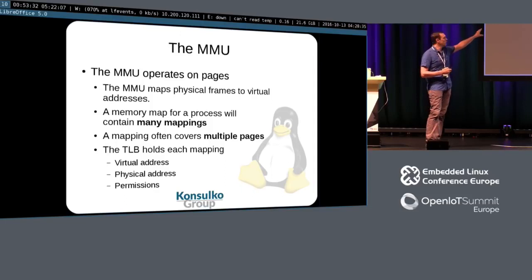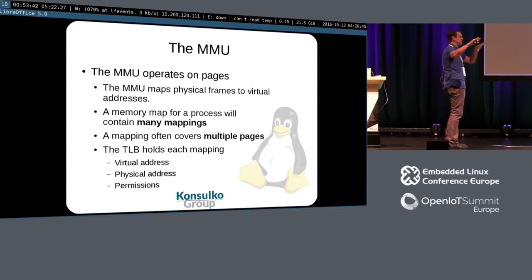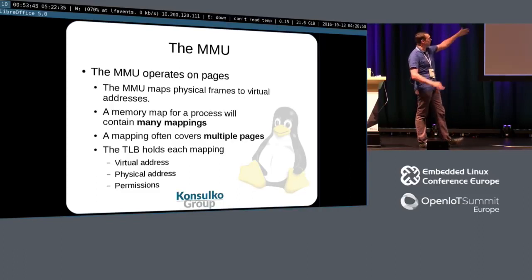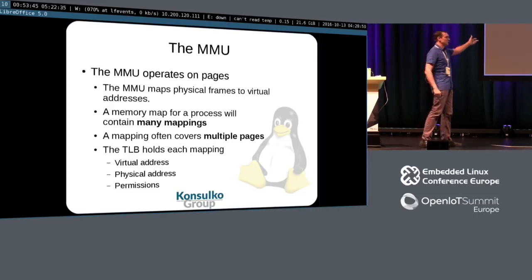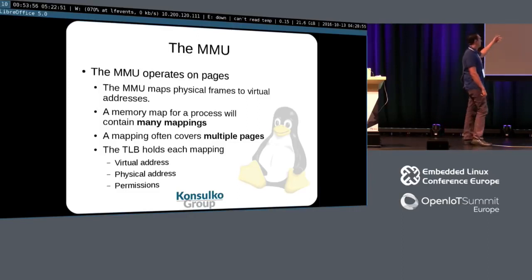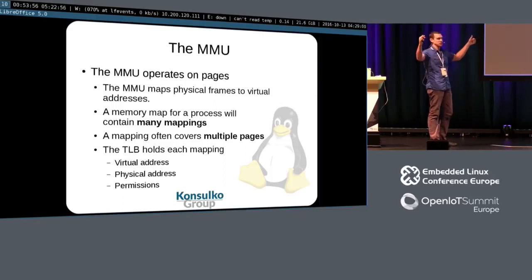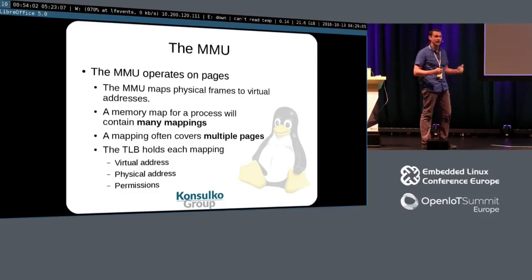So the MMU operates on pages. The memory map for a process is going to have this huge list of mappings, a big space with a bunch of scattered page frames all over the place, a range of multiple pages. And so what does the TLB need to know when it actually gets loaded with a mapping? A virtual address, the physical address, so the page frame, and then a set of permissions: read, write, execute.